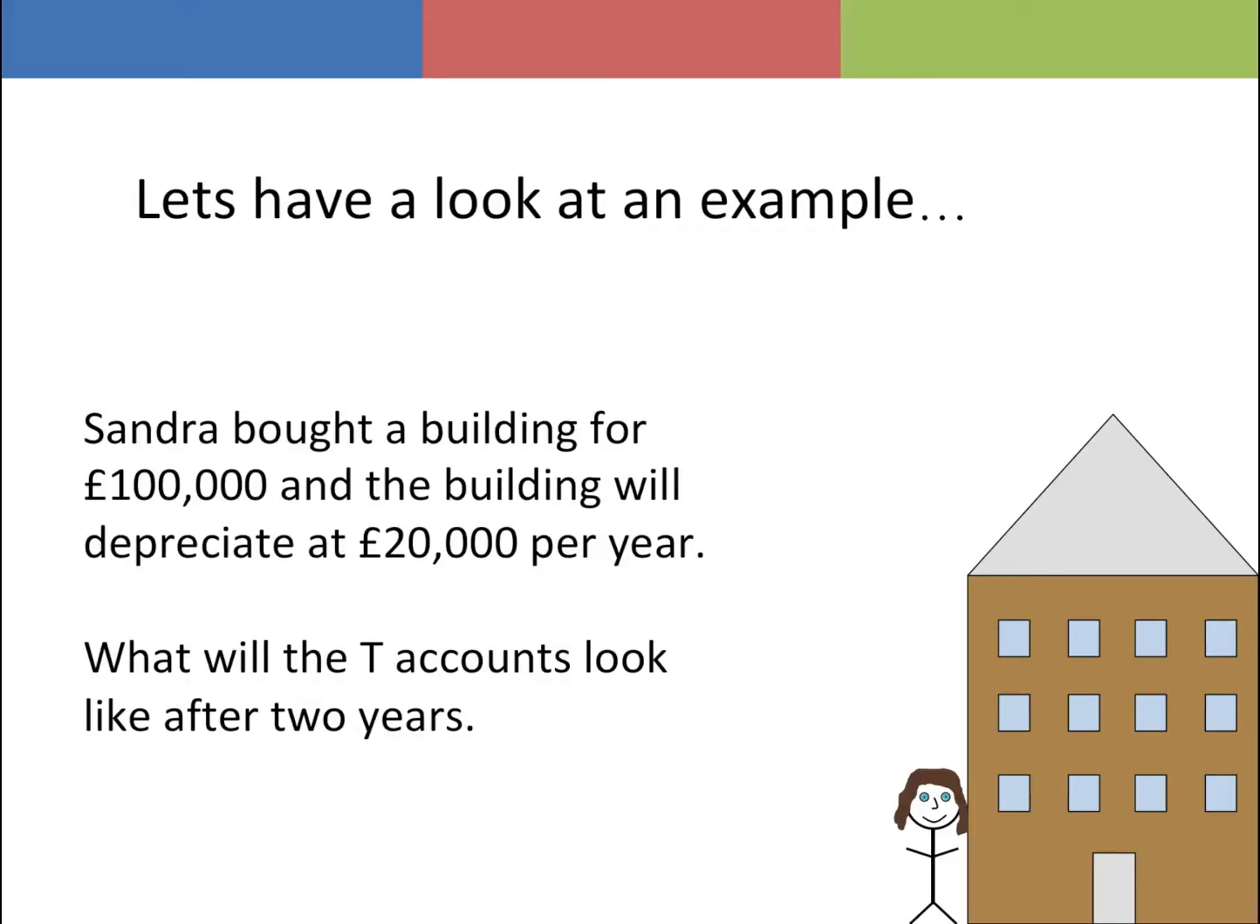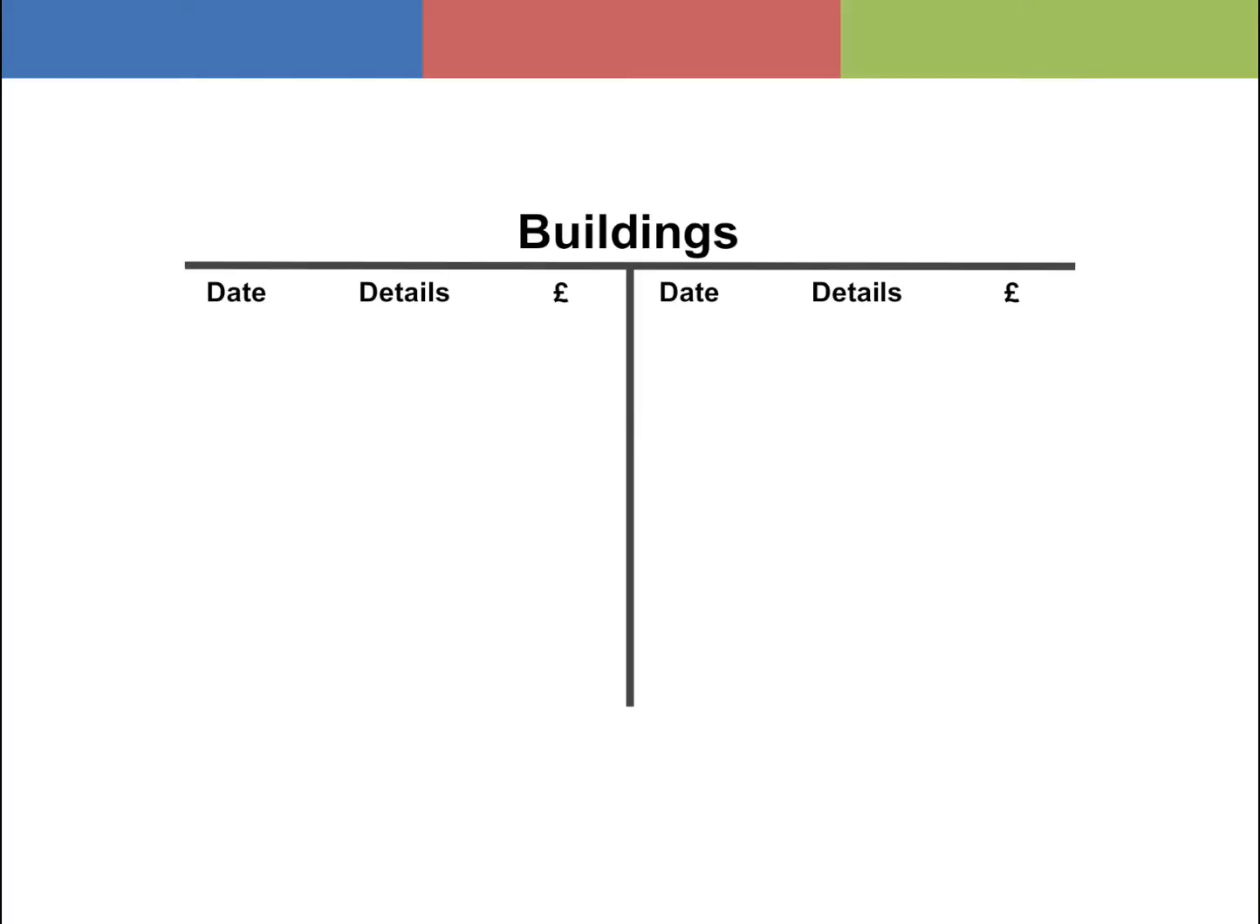The building was bought for £100,000 on the 1st of January 2015, paid for with cash. The asset must be debited by £100,000. It would also be credited to the cash account, but for the purpose of this video, we are only going to focus on the depreciation accounts. These are the provision for depreciation and profit and loss account.